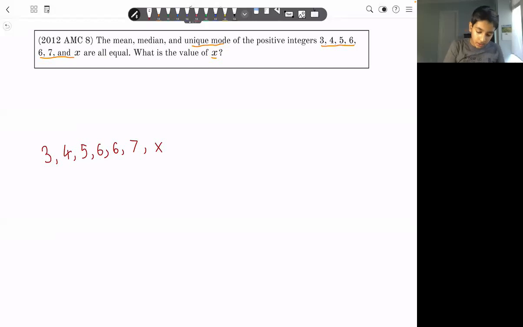So now the unique mode. We see that 6 is the only digit that appears twice. So right now, if you ignore the x, 6 is the mode. But now what if we made the x a 3, for example? Then 3 and 6 would both be modes, because they would both appear twice. But that would not work, because we have a condition that there is a unique mode.